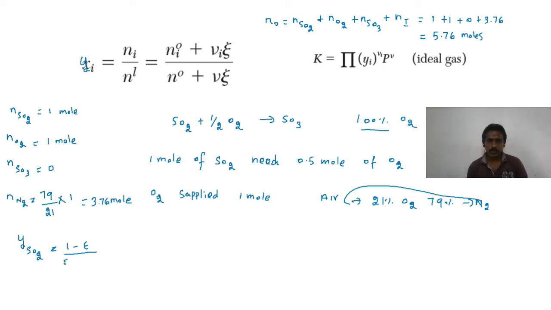Therefore 5.76 plus nu, where nu is nothing but the summation of the stoichiometric coefficients, that is minus 1 minus 0.5 plus 1. It is the stoichiometric coefficient of SO2, the stoichiometric coefficient of O2, plus the stoichiometric coefficient of the product, which equals minus 0.5. So minus 0.5 epsilon.